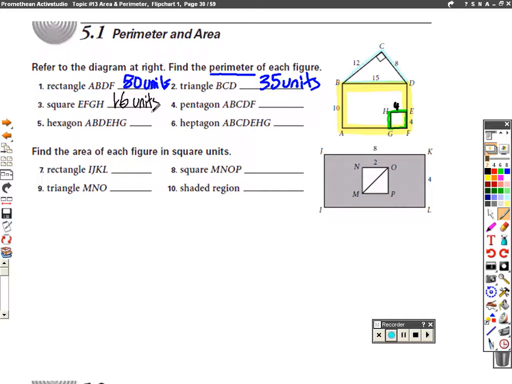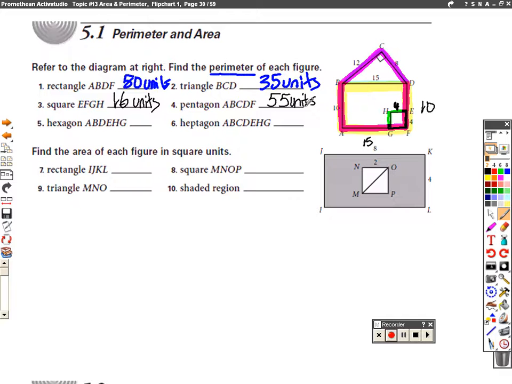All right, pentagon, that should tell me it has 5 sides because I know what a pentagon looks like. Pentagon ABCDF, let's trace that a little bit. So we're going ABCDF, so the whole thing. And then that would be back again along this side. So we're going to go up, we've got 10 plus 12 is 22, plus another 8 is now 30, plus another 10. This whole side is going to be 10. So now we're at 40, and back along this side, which is 15. So that's 55 units.